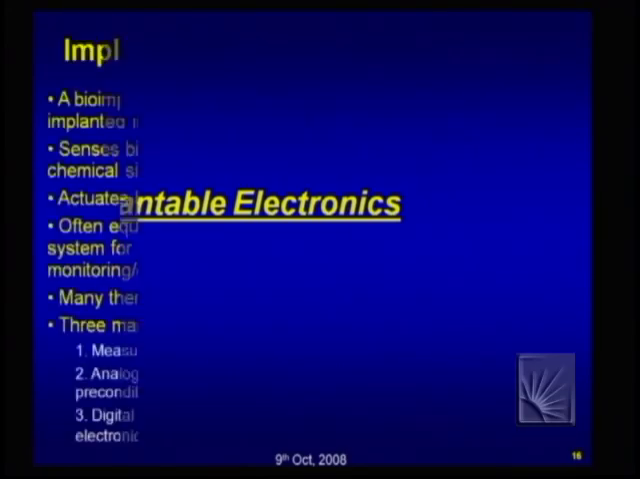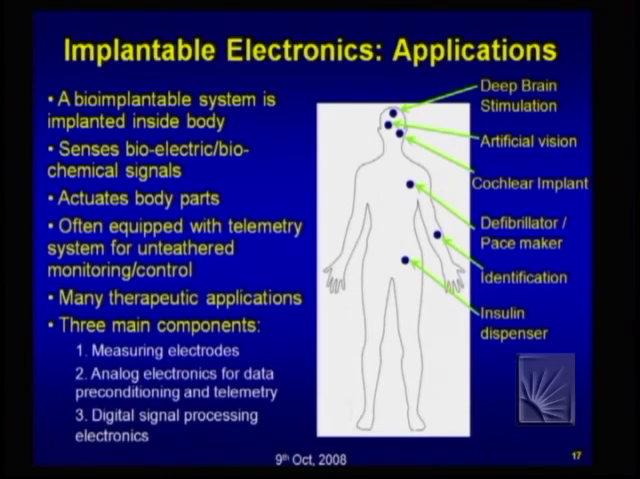Now, let us look into implantable electronics. Implantable electronics is a system which is implanted inside the body, typically for sensing bioelectric or biochemical signals. It can actuate body parts, sometimes it does not, it just monitors. It is often equipped with a telemetry system for wireless monitoring or control. It is mainly used in therapeutic applications. There are different emerging applications. We will talk about that shortly.